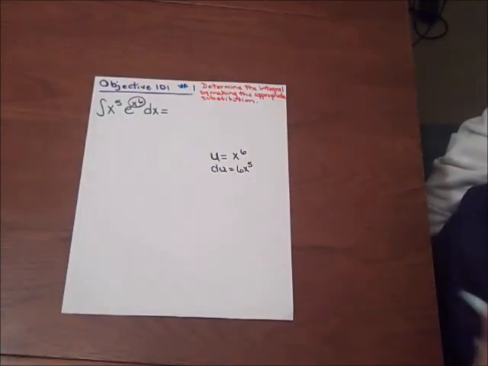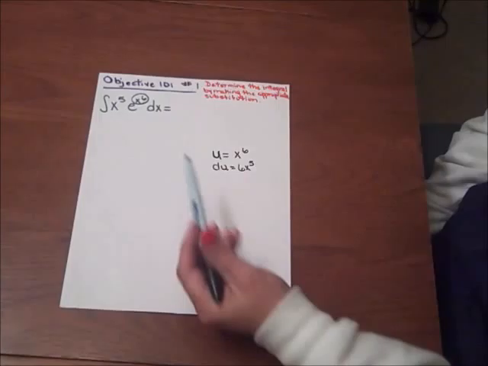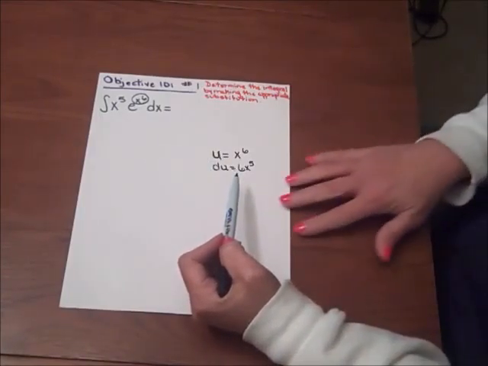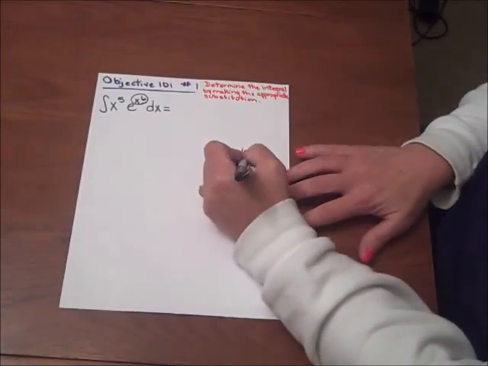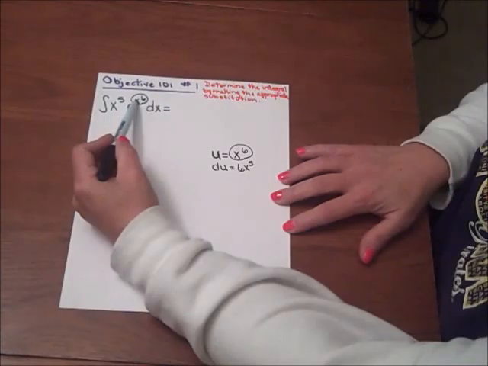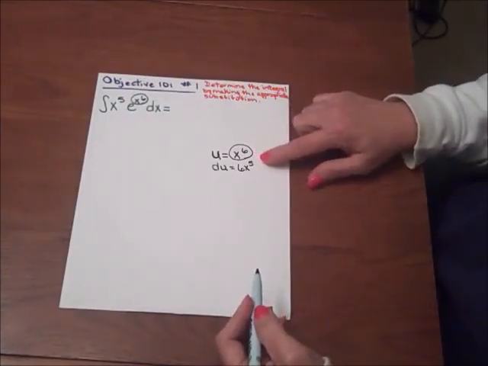So the first thing we have to do is substitute our u's for our x's, and we do that by using the chain rule. So basically what we're looking for is the inside and the outside. And in this case, our inside is going to be what is with e. So that is x to the 6th. So u equals x to the 6th power.